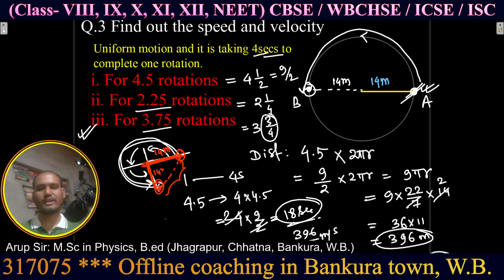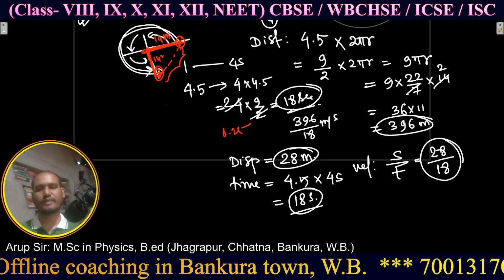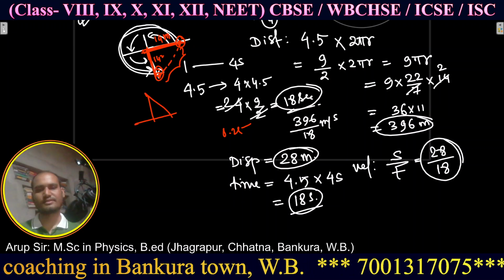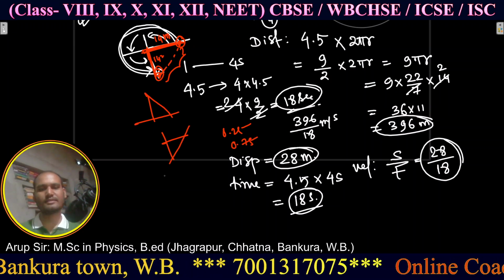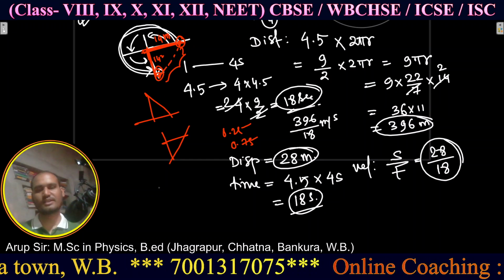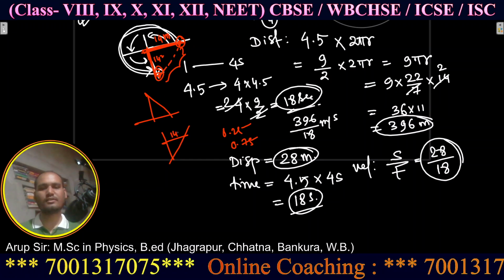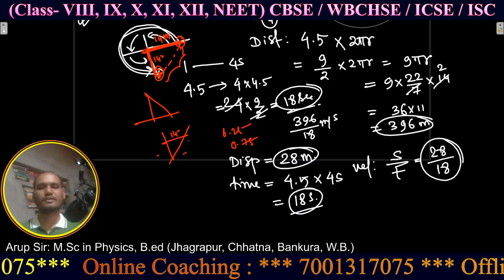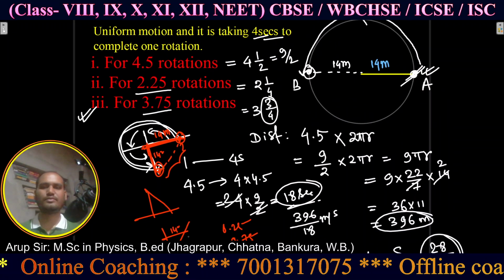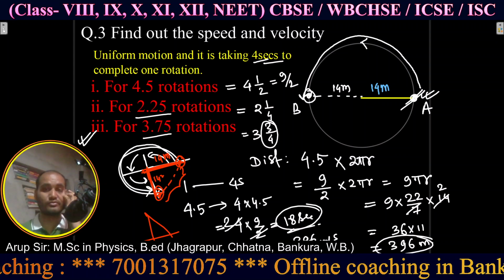In case of 0.25 the triangle was like this. In case of 0.75 the triangle is like this. The concept is the same, but the triangle is inverted. So here also it is 14 meter and you can get 14 root 2 as displacement. So just try to calculate. If you face any problem, just comment in the comment section. I will try to solve this problem.